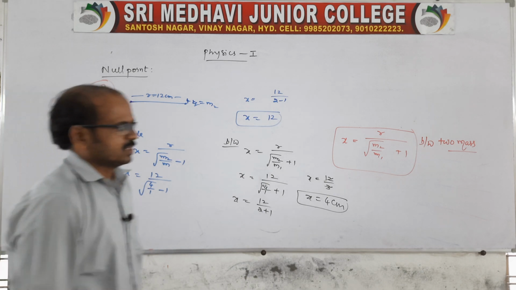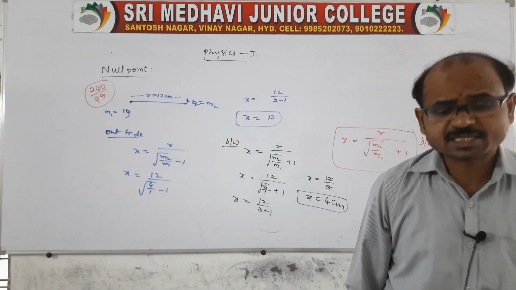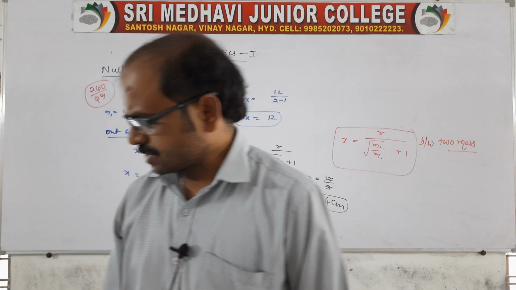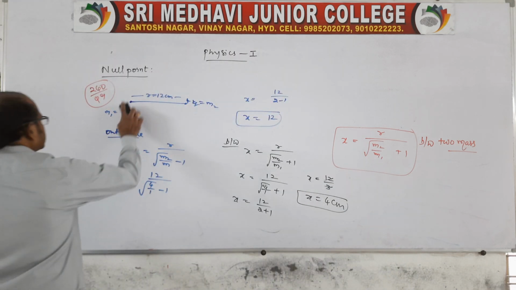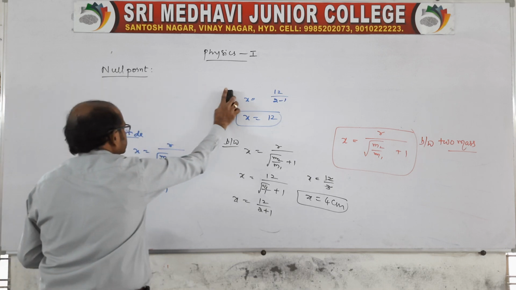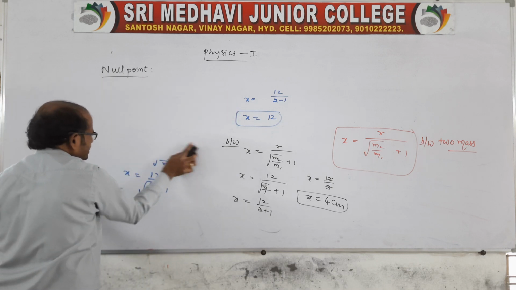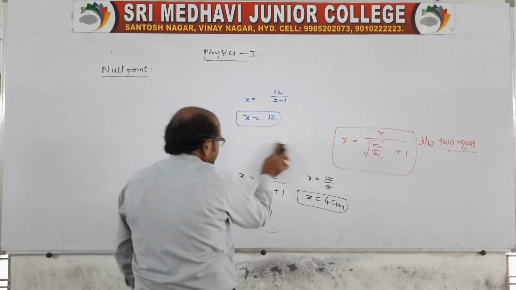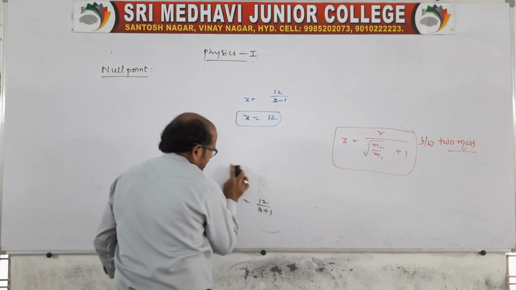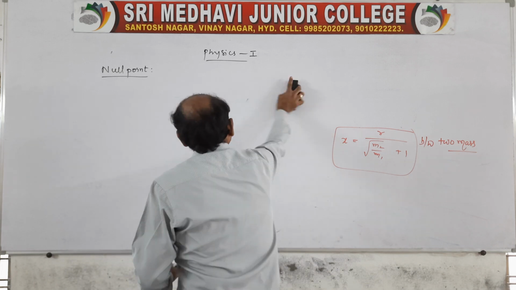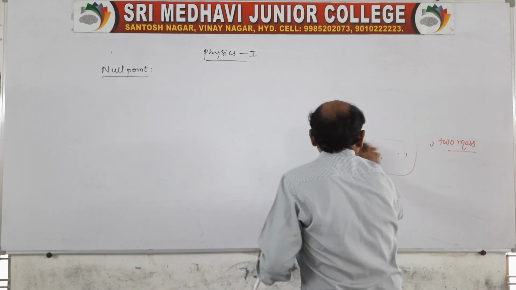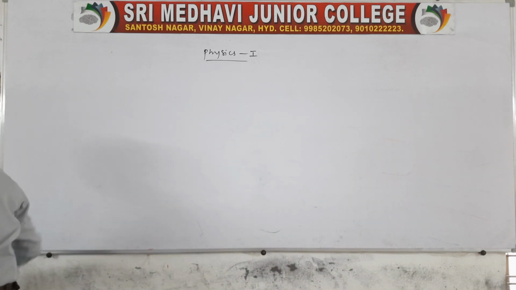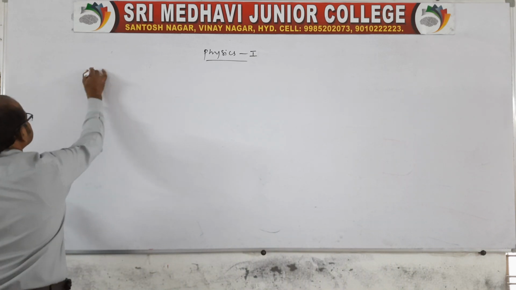Clear? Now let us move to the next topic, that is the relation between small g and capital G. Sir, what is the relation between small g and capital G? We know capital G is nothing but the universal gravitational constant, right? And small g is nothing but the acceleration due to gravity. Now it is asking to find a relation between small g and capital G, which is a 4 marks question.